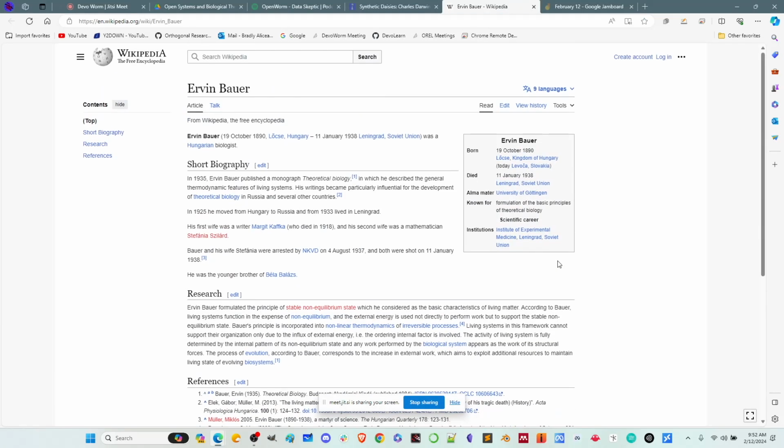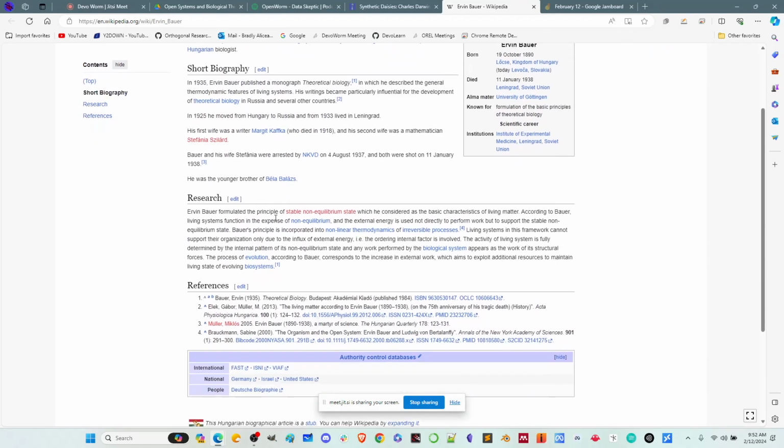So this is his Wikipedia profile. And so he formulated the principle of stable non-equilibrium state, which is a concept very similar to non-equilibrium thermodynamics and other concepts that people have come up with, like dissipative structures, if you've heard of those terms. There are a bunch of people at this time who are working on these basic ideas, and so they're kind of percolating at this point.